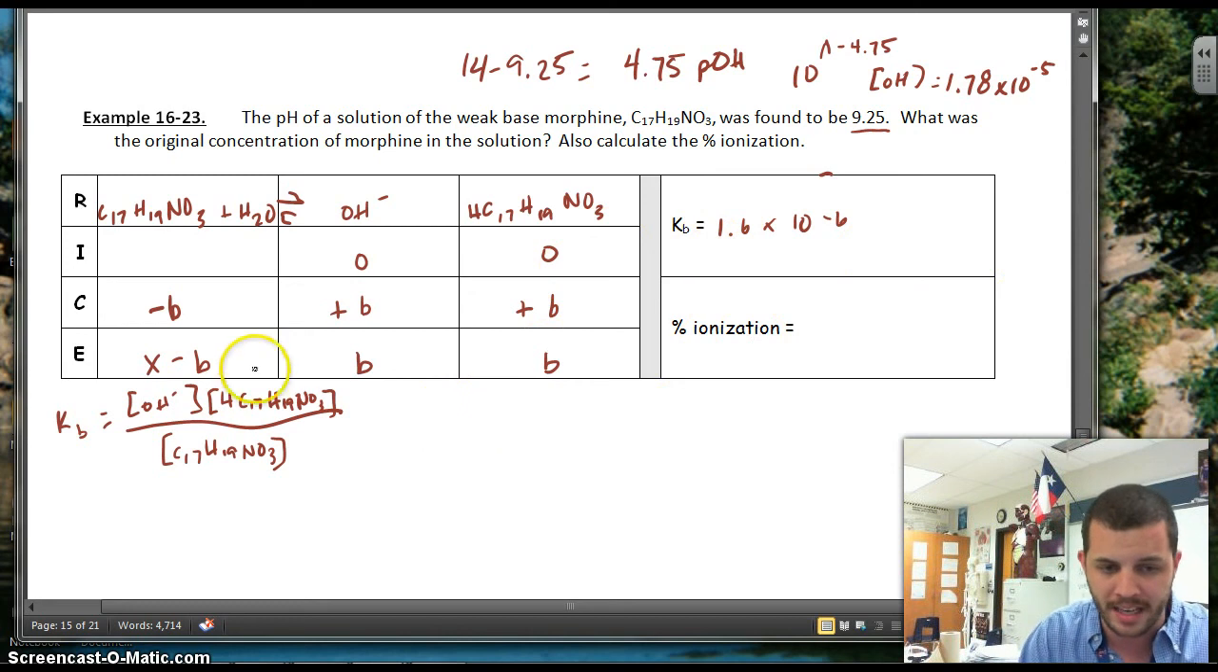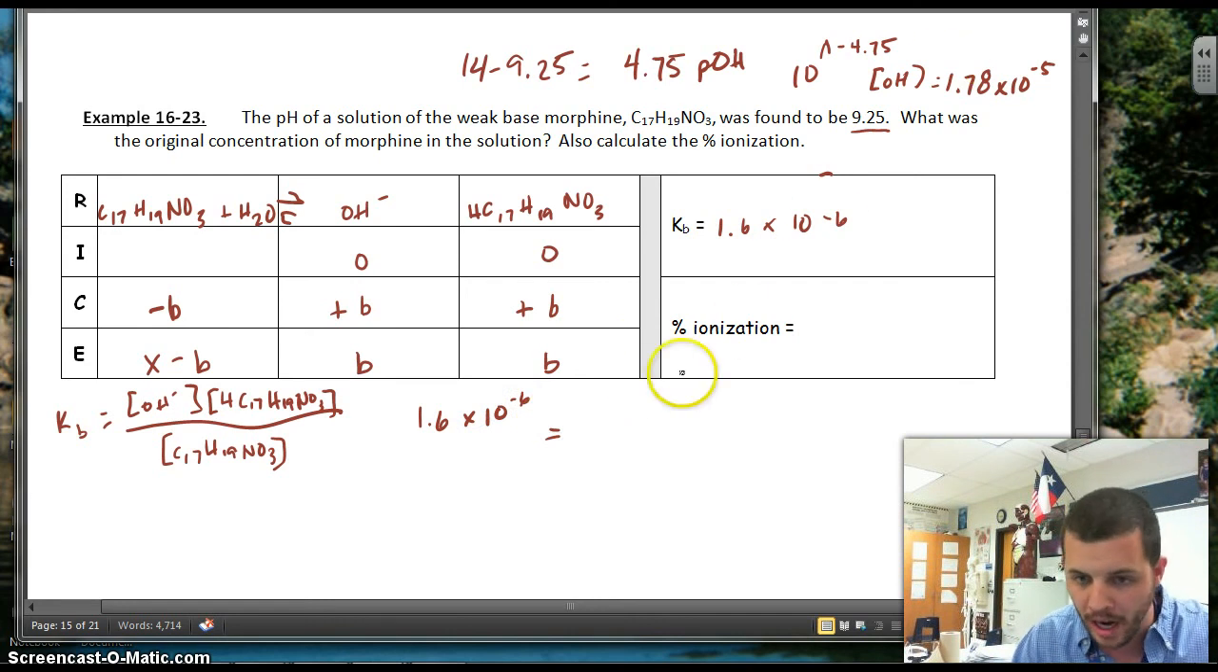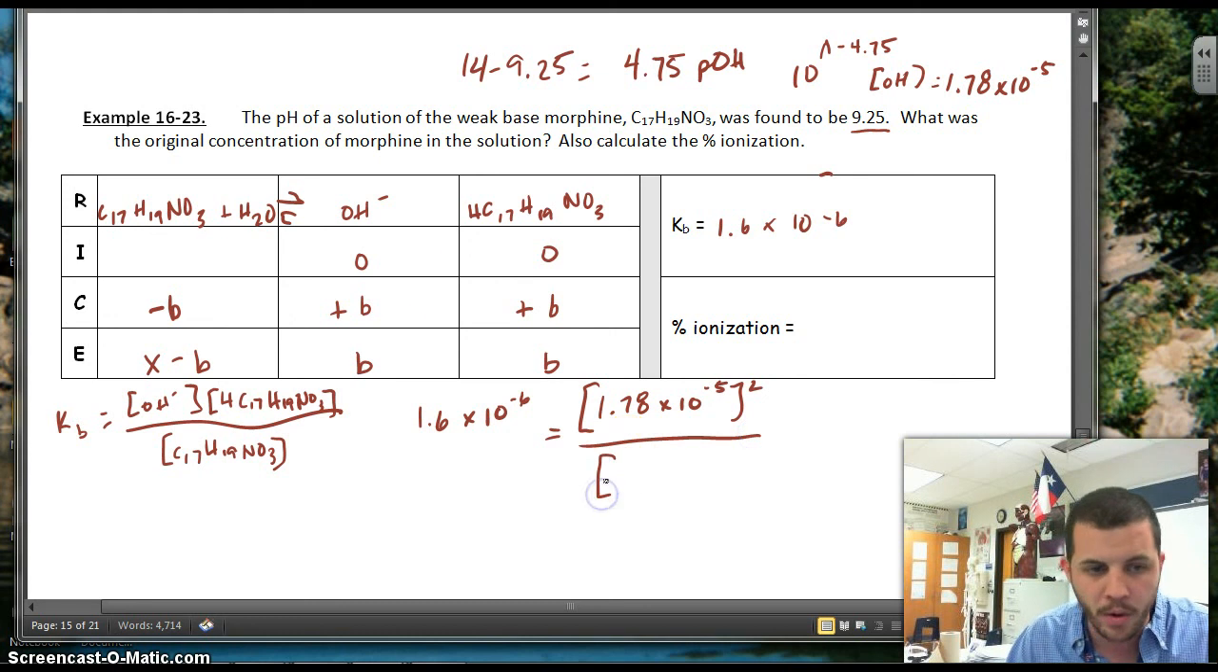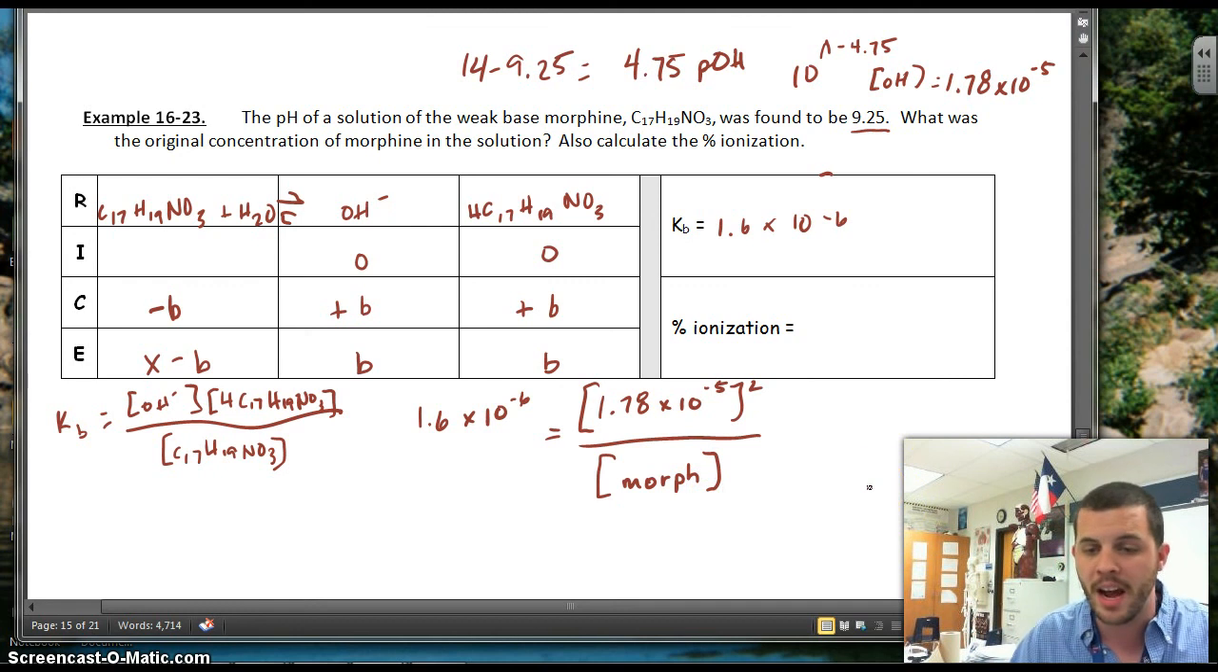So now I can go ahead and plug in those values. Remember, since this is B and B, this is going to be b squared up here. So I've got my Kb value, 1.6 times 10 to the negative 6, equals b squared, or 1.78 times 10 to the negative 5th squared, over my unknown concentration of morphine. And so now all I need to do is solve this math. Let me do that real quick.